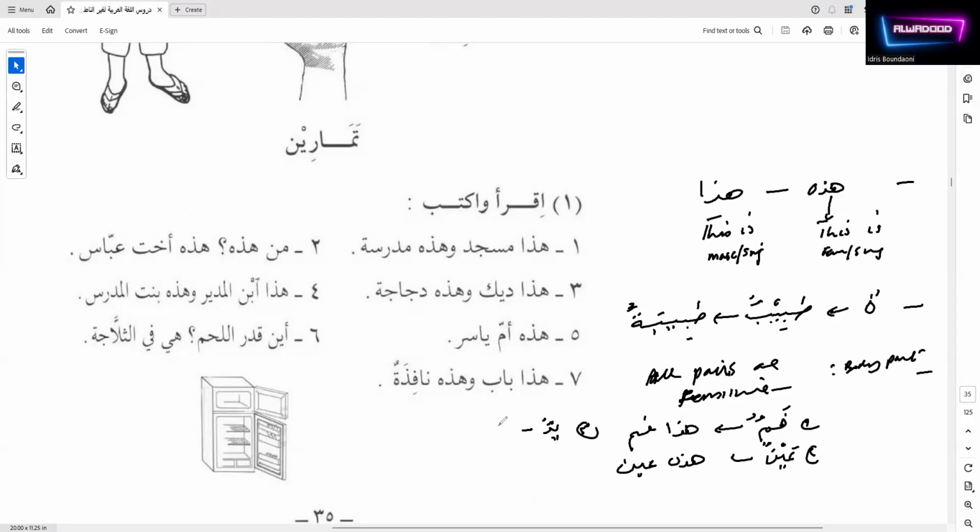And if you're talking about rijlun, your legs, you also say هذه rijlun. You don't say هذا rijlun. So all pairs are feminine. That's the rule. In Arabic, in terms of the body parts, all pairs are feminine.